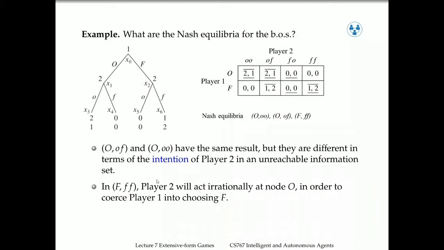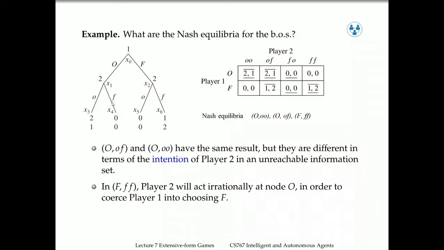So, for example, this other Nash equilibrium will have capital F and FF, then player 2 actually acts irrationally at node capital O. Right? At this node, player 2 is actually not very rational, because player 2 is saying, well, I want to go to F, so if you go to O, I will still go to F, and then we both will get 0 and 0. So what do you want to do, right?